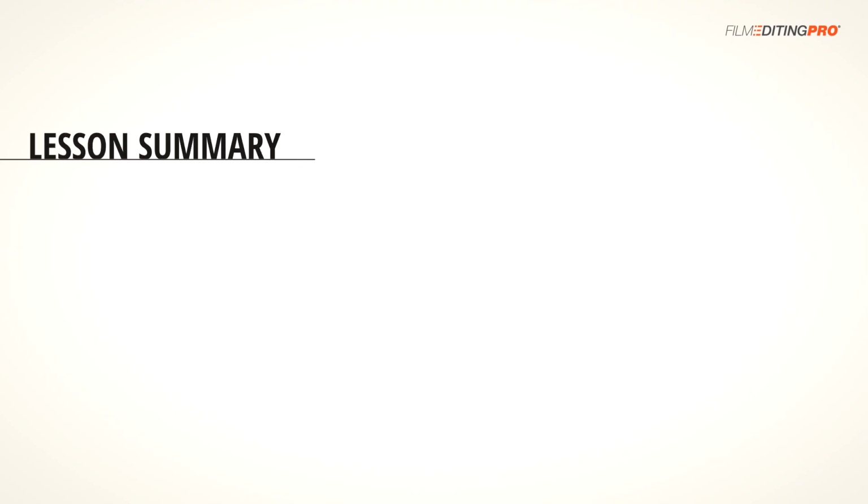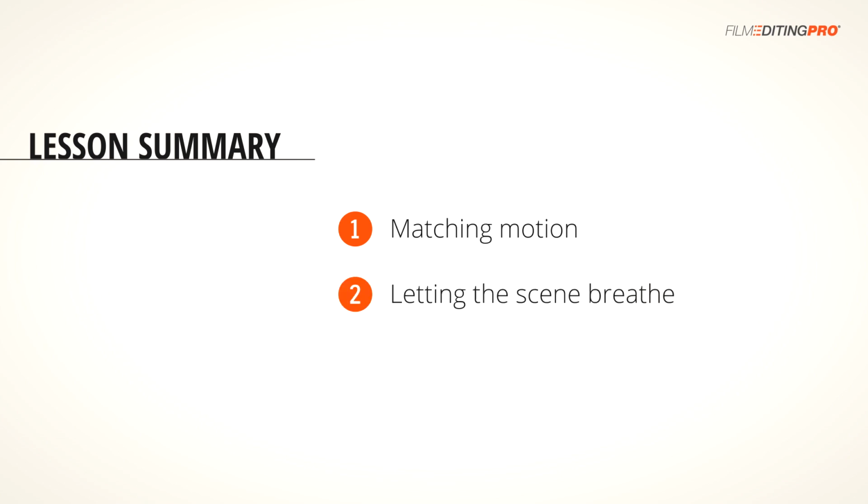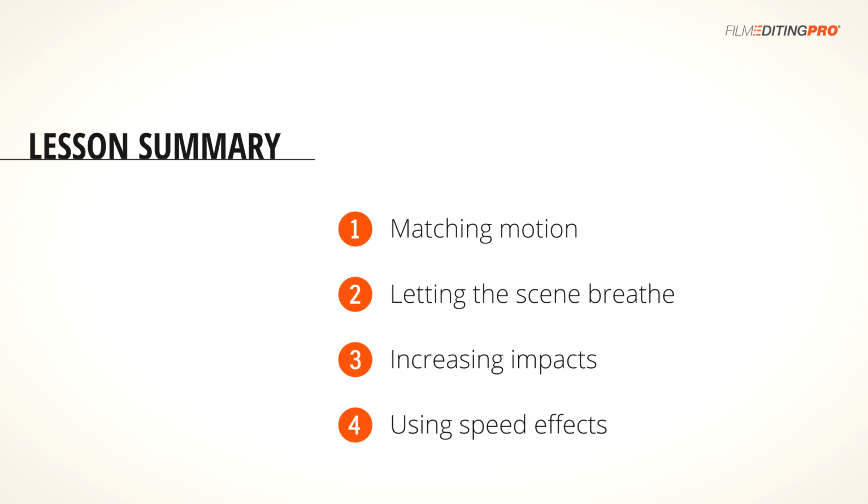So in this lesson, we learned a bunch of picture editing tips that we can use when editing a fight scene. We learned that matching motion between shots while varying camera angles and distances is a great way to add excitement and additional visual information to a cut. Then, we learned the benefit of letting the scene breathe through the use of wide shots, reactions, and character dialogue. We also looked at a great way to increase the impact of a punch or kick by removing 1 or 2 frames at the point of contact. And last, we discussed some of the benefits to both fast and slow motion effects in a fight scene.